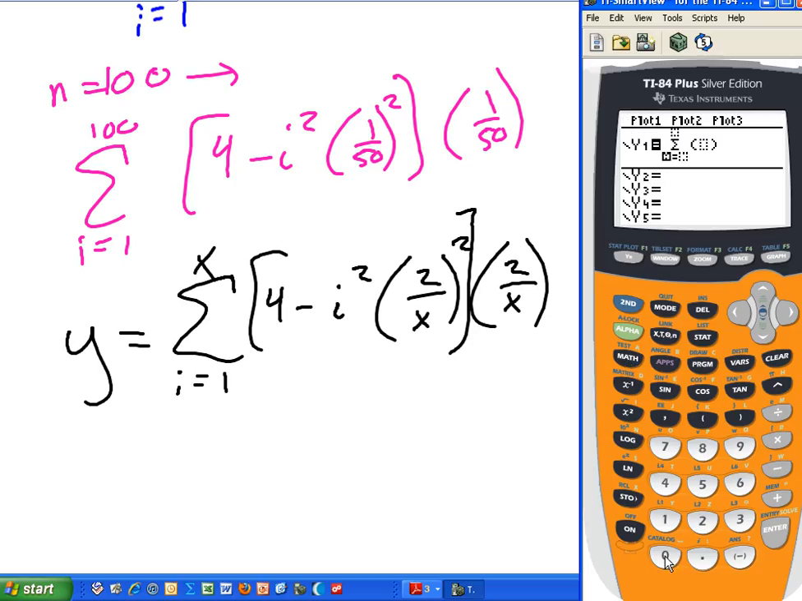Because x is going to be the upper limit. Oh, okay. This is just the index variable. It's going to go from 1 to x. Did you have something stored for A, will that change it? No, it'll store. It's going to let A run from 1 to x.